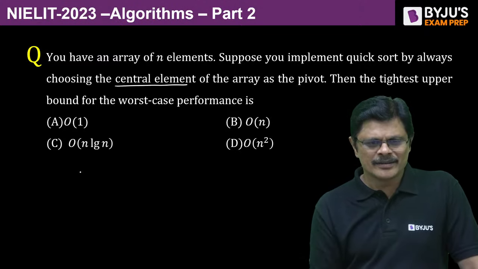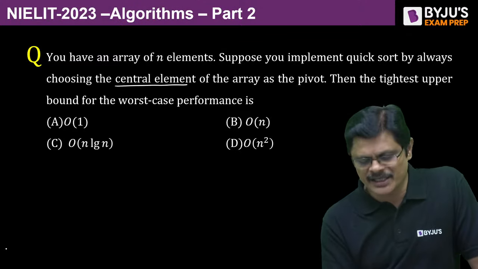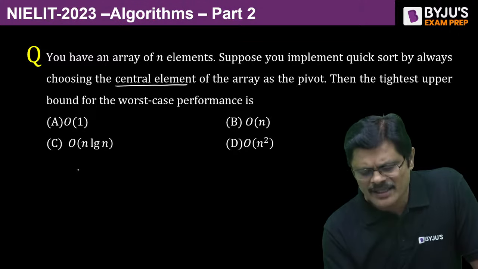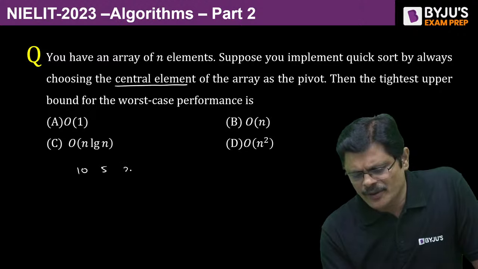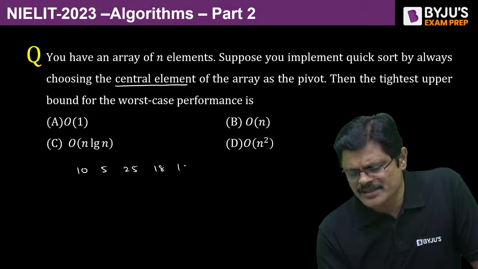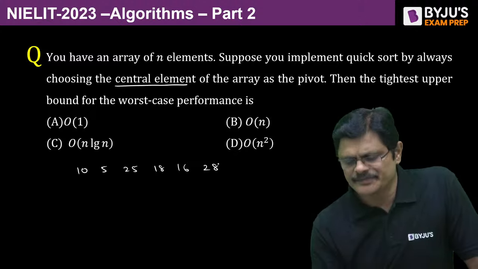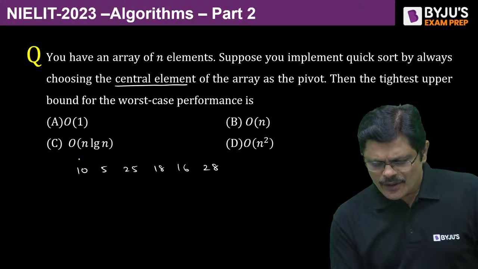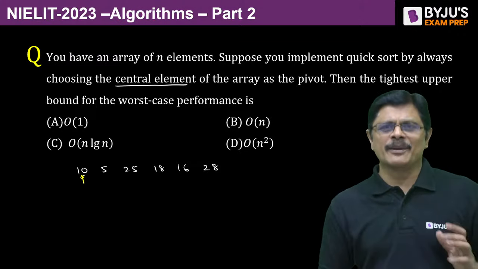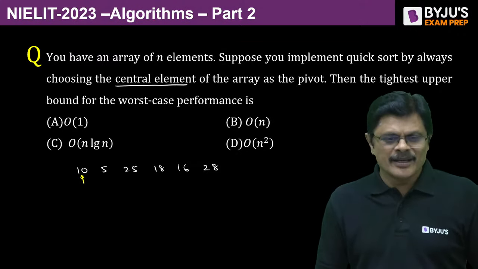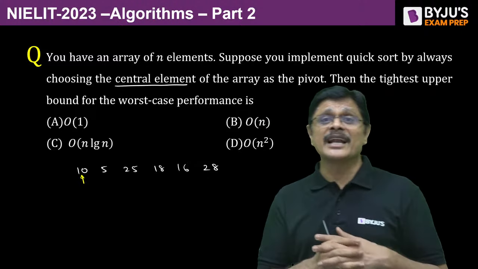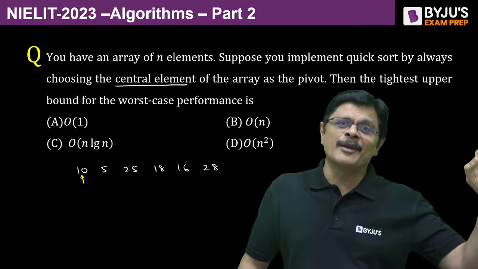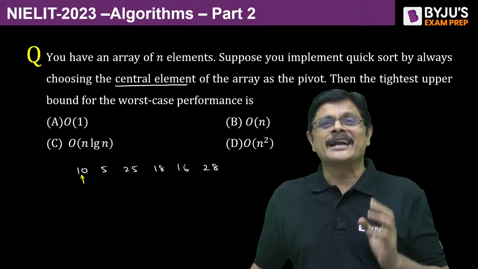Concept wise, the idea is like this. In quicksort, suppose we have an array of numbers: 10, 5, 25, 18, 16, 28. We select one element as the pivot element. Generally, the first element is the pivot. But here he is selecting the central element as the pivot. There is a difference between a central element and a mid element.